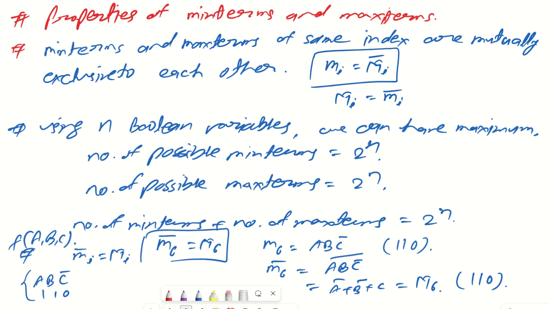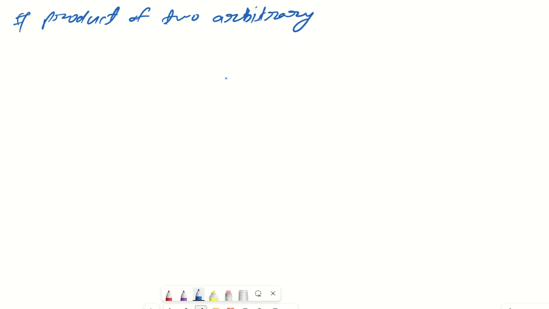Now the next property is that the product of two arbitrary min terms is always 0 for different indexes.